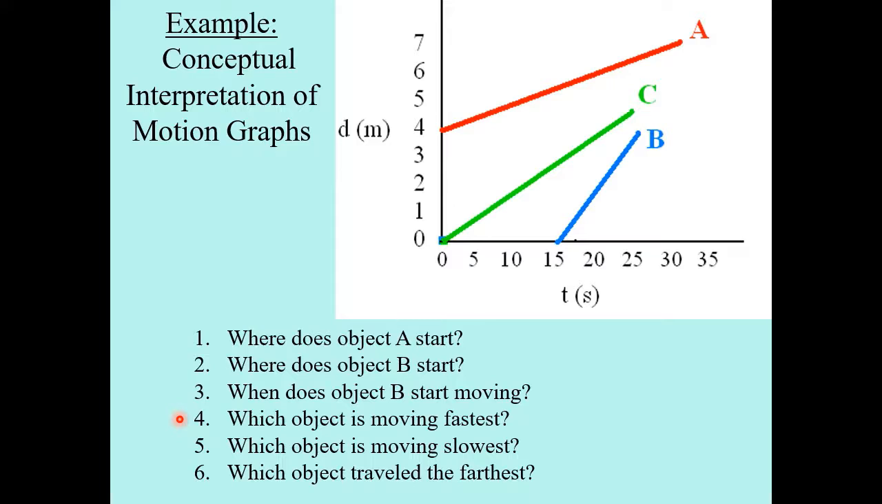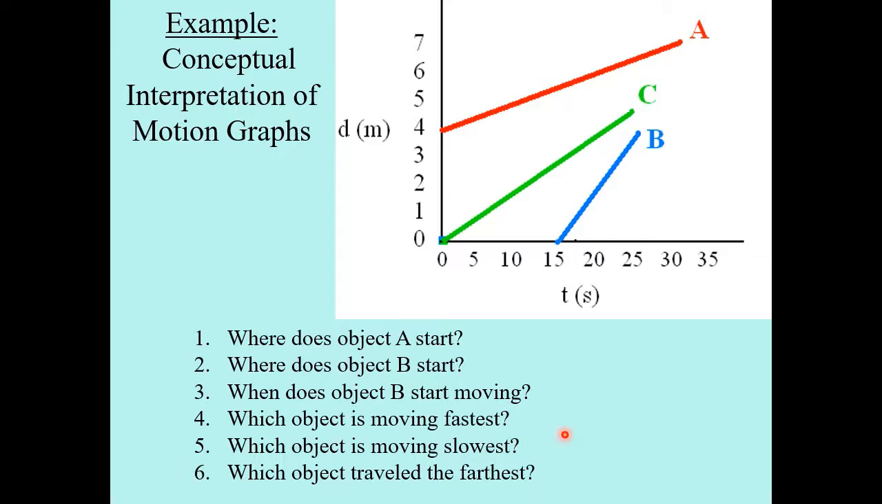fastest? Well, we already answered that one. Remember, it was B because of the steep slope. Which object is moving slowest? We answered that one also. That was A, because it has the least slope. How about question number 6. Which object traveled the farthest? Again, pause the video and see if you can figure this out.